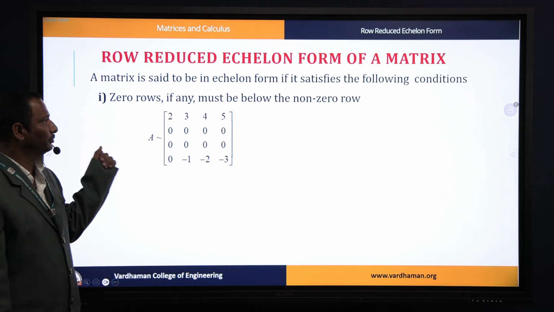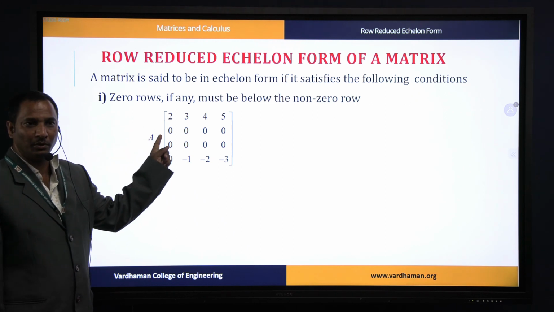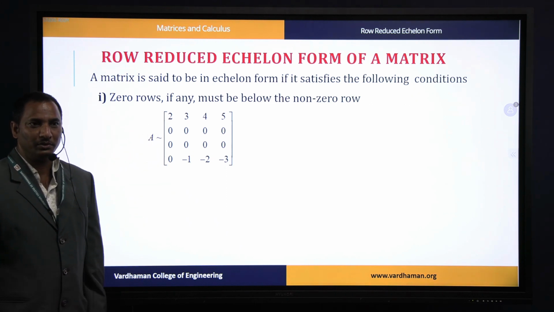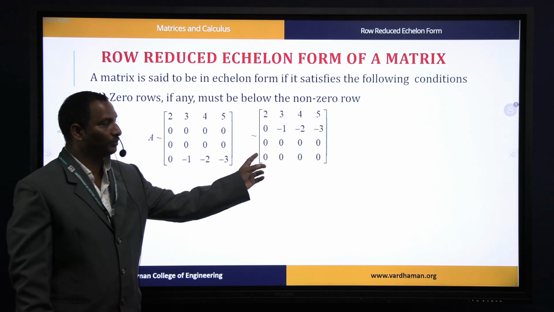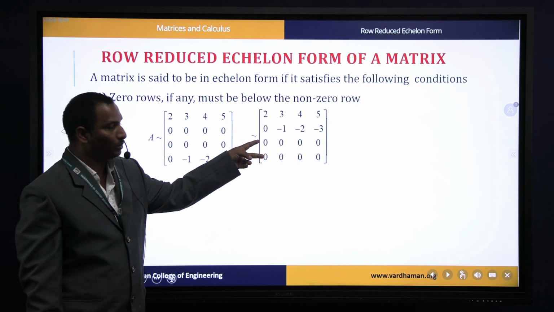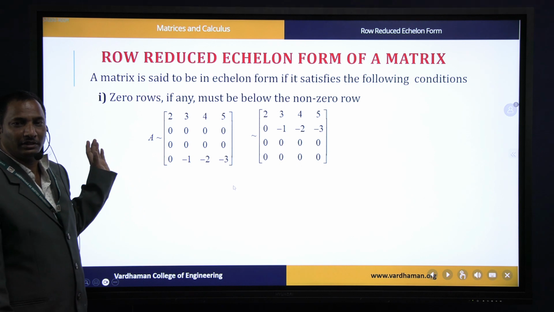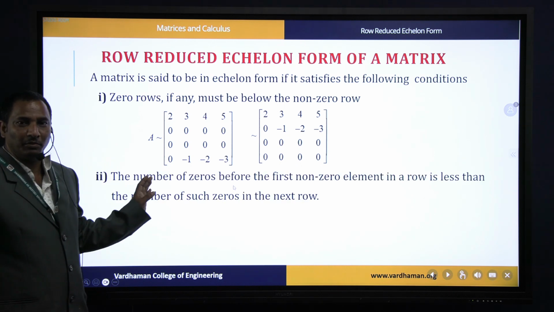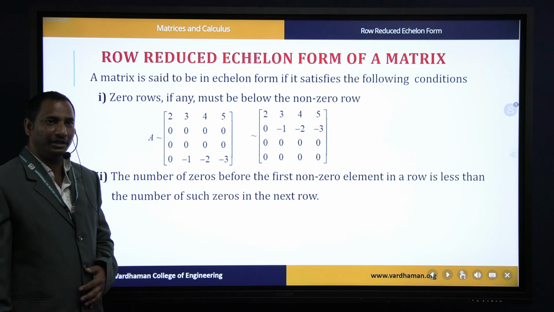For example, consider a matrix A, and in this matrix row 2 and row 3 are zero rows, and they should follow the non-zero rows. So that can be written as the third row and fourth row. So if any zero rows are there, they should follow the non-zero rows. Next, condition 2: the number of zeros in each row except the first row should increase.